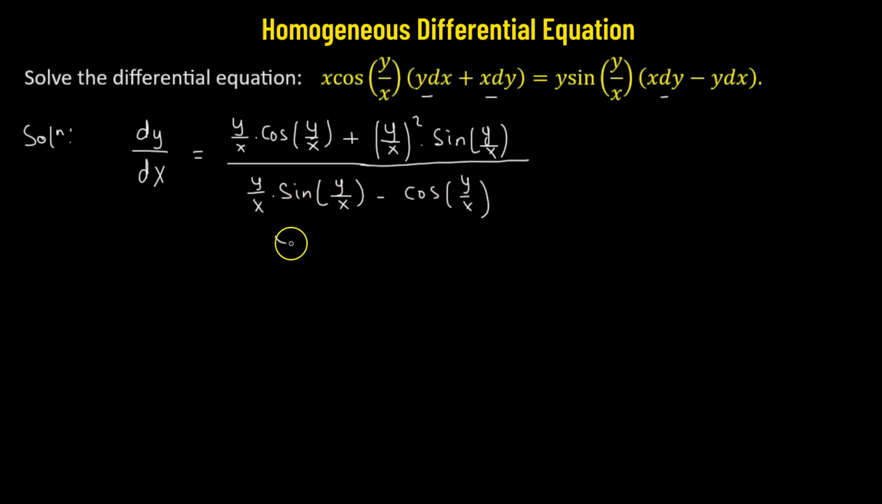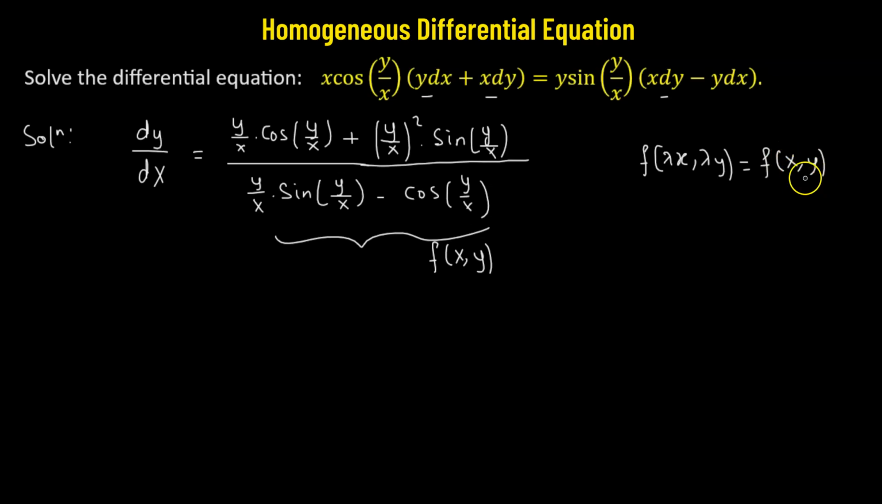The reason behind this is if we consider this to be the function f of x comma y and make the substitution x with lambda x and y with lambda y, then it should give back the original function f. When this particular criterion is met, we say that our function f is a homogeneous function, and since our function is homogeneous, this differential equation is going to be a homogeneous differential equation.